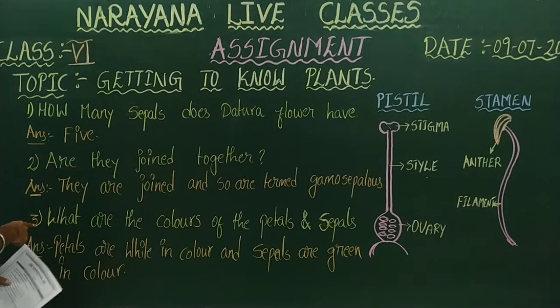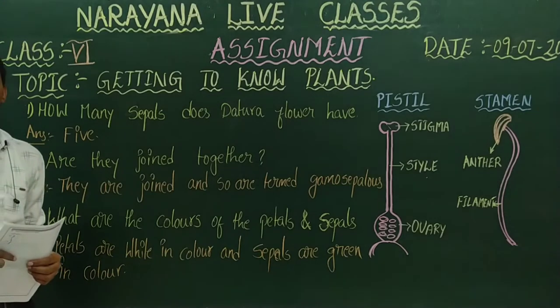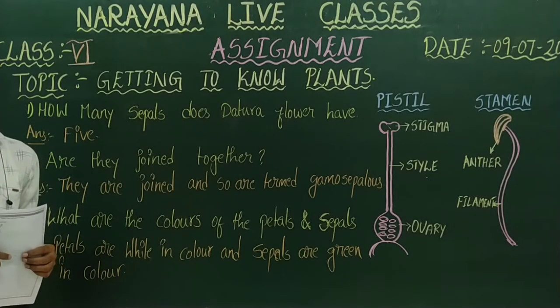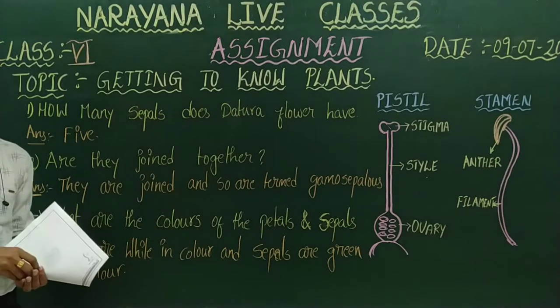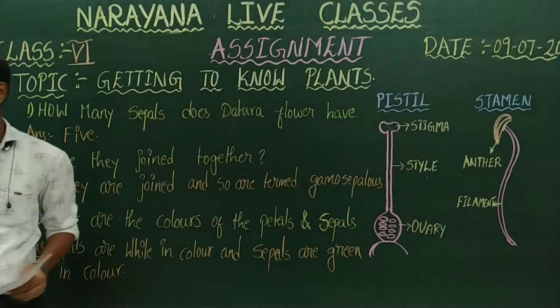And the third question, what are the colors of the petals and sepals? They are asking what are the colors of the petals and sepals of a Datura flower. The petals are white in color and the sepals are green in color in a Datura flower.